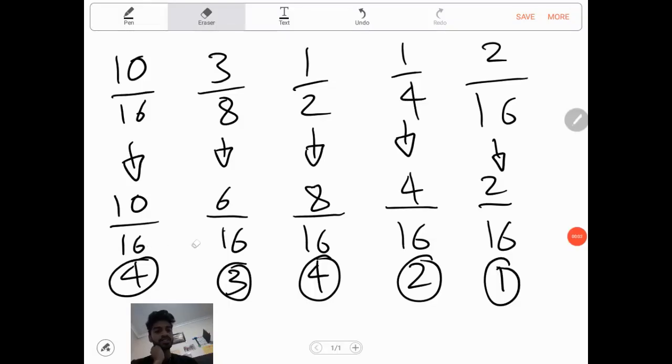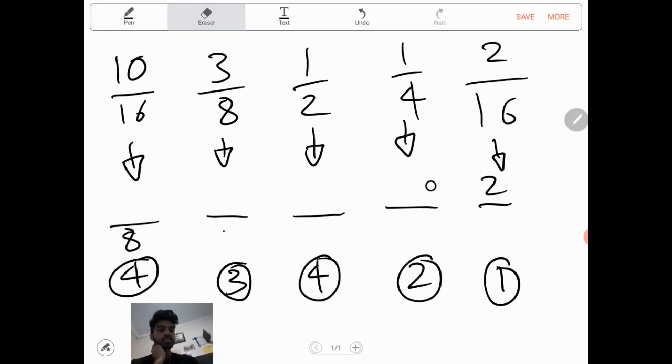Now, changing it to 16ths isn't the only way to solve this problem. One thing we could have done, we could have also changed it into eighths. So let's change it all into eighths. Let's get rid of these numerators. Okay, so 16, to turn that into 8, I must divide by 2. So that would have given me the 8. Now I gotta do the same to the top. 10 divided by 2, that would be 5/8. This one here is already an 8, so I don't need to change it. I'll leave it as 3/8.